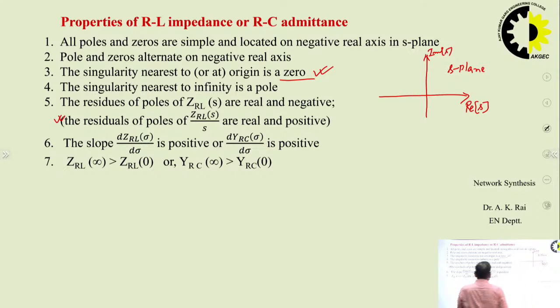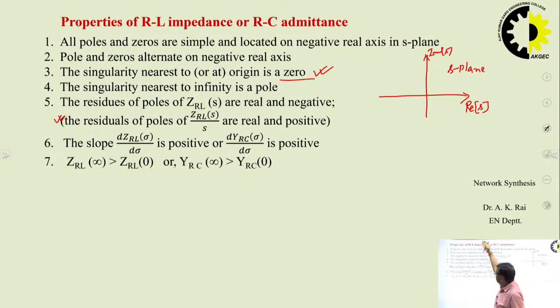We will explain this with the help of a numerical. Then slope is positive for this and this. ZRL infinity is greater than ZRL 0, given the function. Just remove the infinity by infinity, 0 by 0 in the determinant, and then put S tends to infinity, we will get some value, put S tends to 0, get some value, and on comparing we get ZRL infinity is greater than ZRL 0, or YRC.